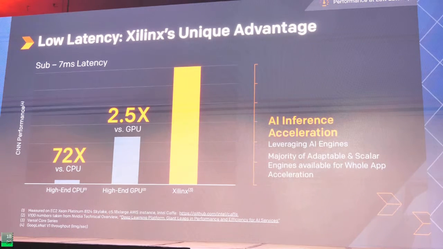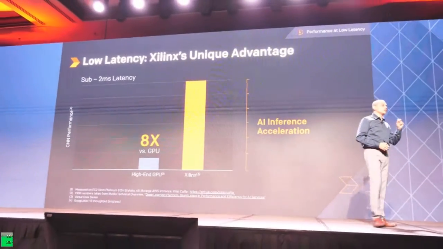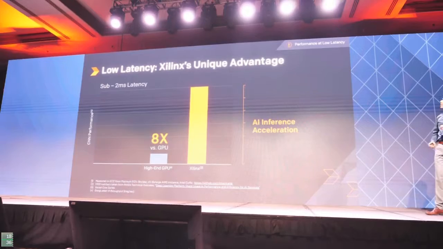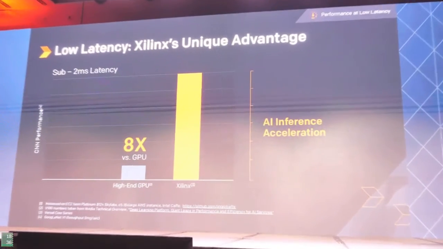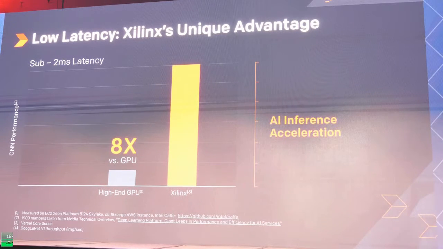Let me tune in the constraint even more. I tighten it to sub 2 milliseconds. Extremely valid constraint for many of the applications. Now Versal is 8x better than the GPU. And the CPU has dropped off the chart because it can't satisfy this constraint.